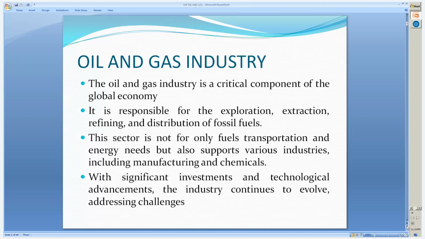This particular sector is important not only for transportation, because the majority of the products made in the refining process are fuels essential for transportation and energy needs, but also because various byproducts are required in other industries like manufacturing and chemicals. With significant investments and technological advancements all over the world, the industry continues to evolve regularly, addressing new challenges.